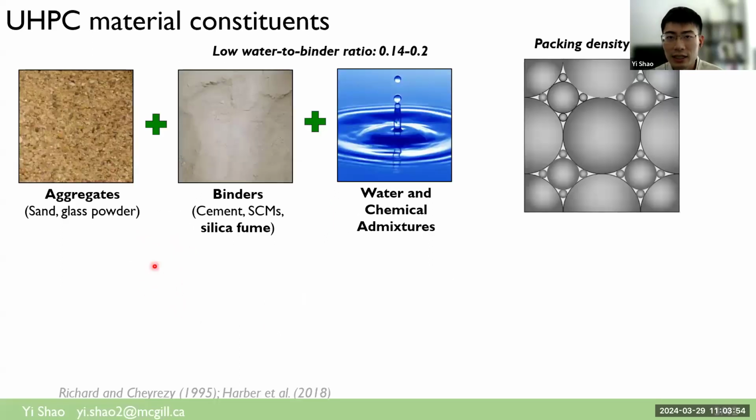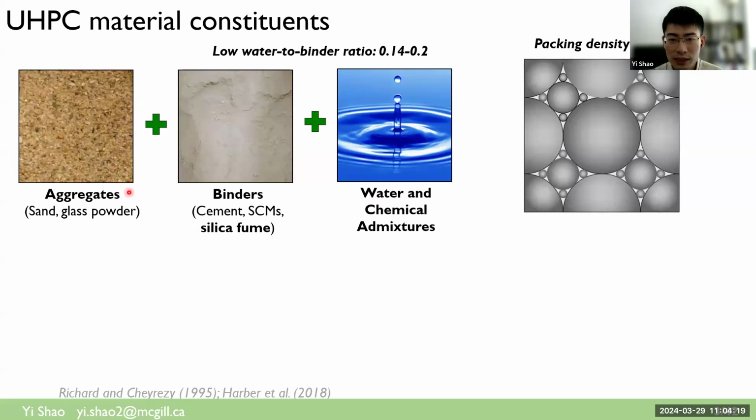So let's get started. What is UHPC? Basically UHPC is very similar to conventional concrete. It has aggregates, binders, water, and chemical admixtures. There are three key differences between UHPC material design and traditional concrete material design.